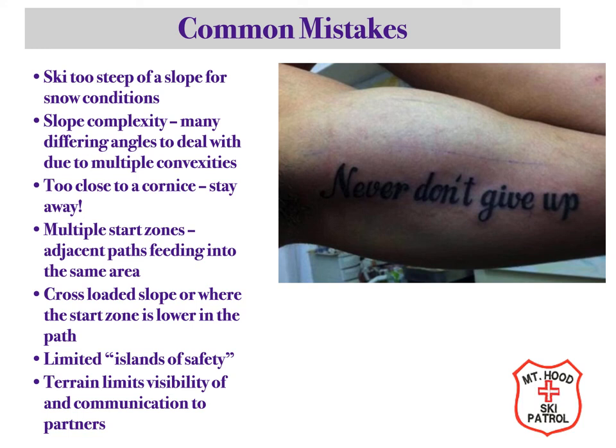Another common mistake is not reading the slope correctly. Slopes can be very complex with multiple convexities that have very localized slope angles that could exceed 35 degrees and can act as a trigger point. Slopes with multiple start zones create a unique hazard. Ideally, you should avoid these slopes since a slide could be triggered at multiple locations. Also, selecting a route with limited islands of safety or a slope with limited visibility to keep eyes on other skiers increases risk and should be avoided.